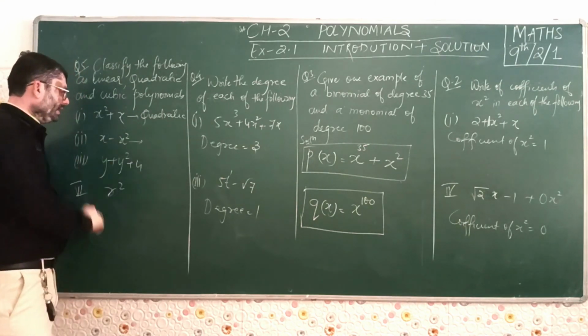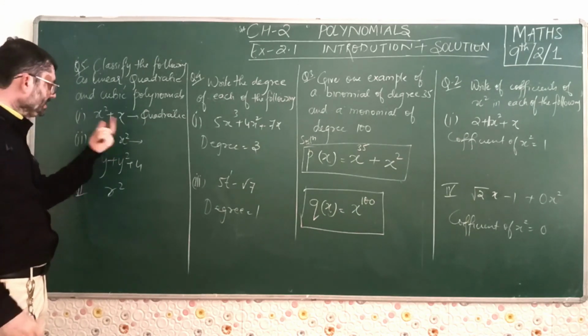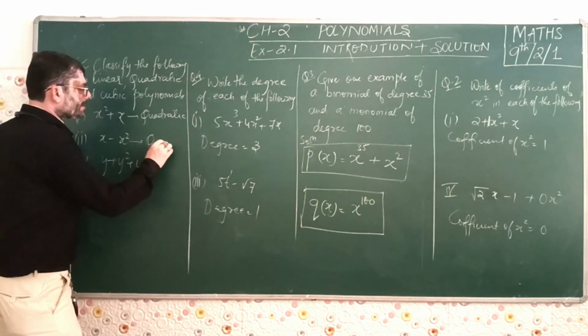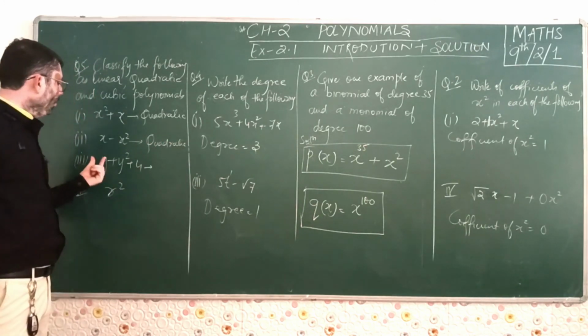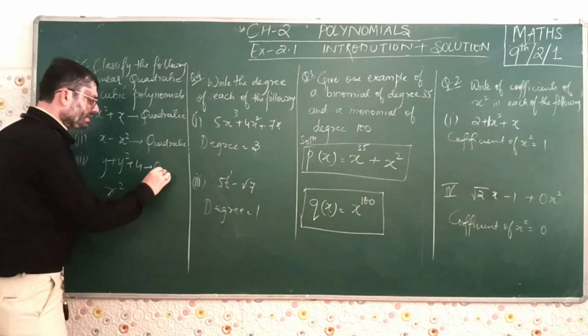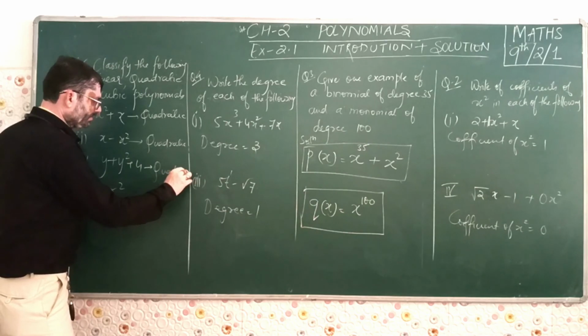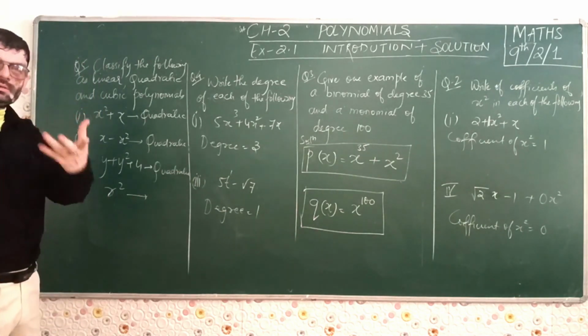Then let us move on to the next. x minus x square. The highest degree is 2. This is also quadratic. Then y plus y square plus 4. The highest degree is again 2. This is also quadratic. Here, r square. The degree is 2. This is also quadratic.